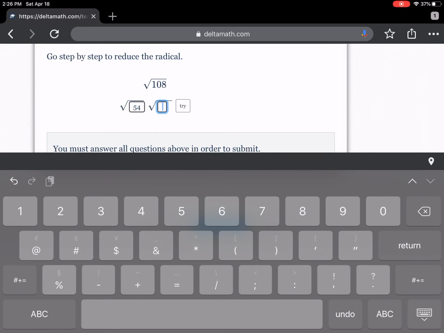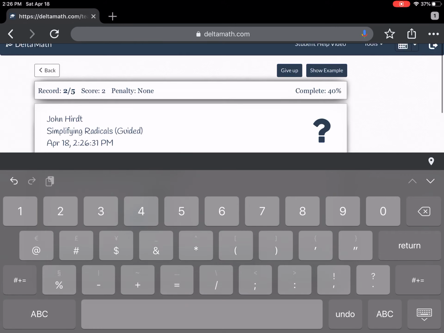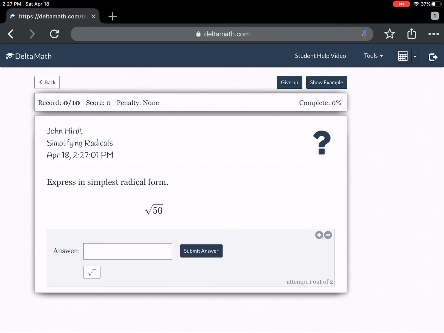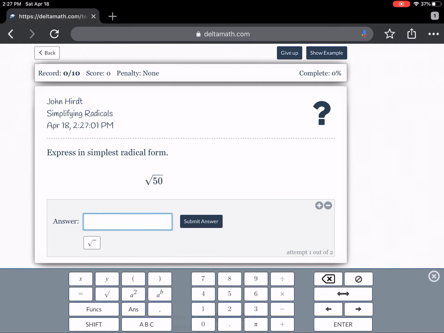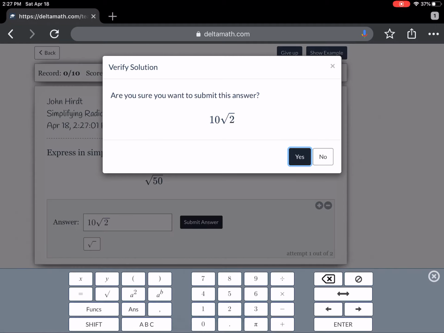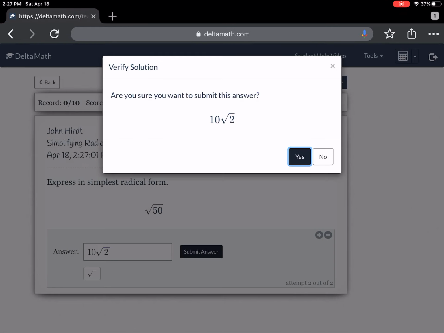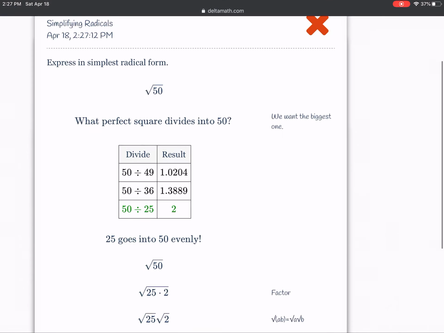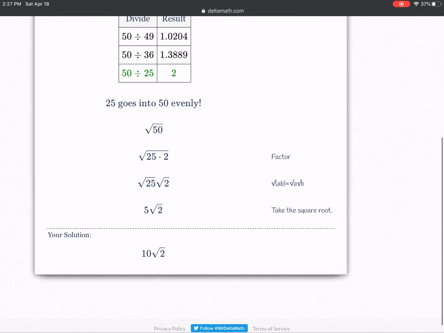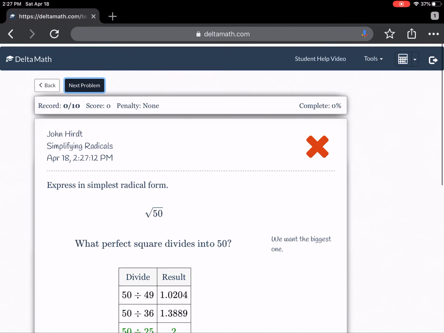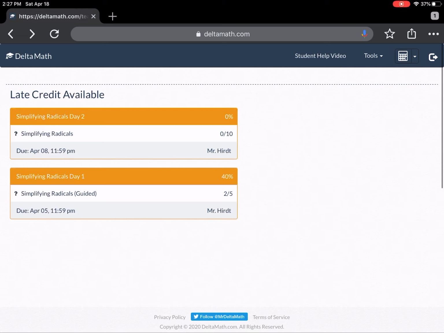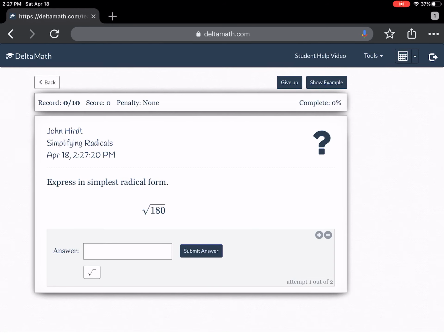If I get this answer wrong, let's go to maybe the other assignment. This will allow me to get an answer wrong. If I tell you that the answer is 10 radical 2 and I hit submit answer, I am wrong. It's going to give me one more attempt, and I'll submit the same answer. Nope, sorry, you were wrong. It showed me the division, showed me how to simplify it. When I go back, I can see that I still have a 0, but there was no penalty assigned to me, so I can still try to solve a problem.